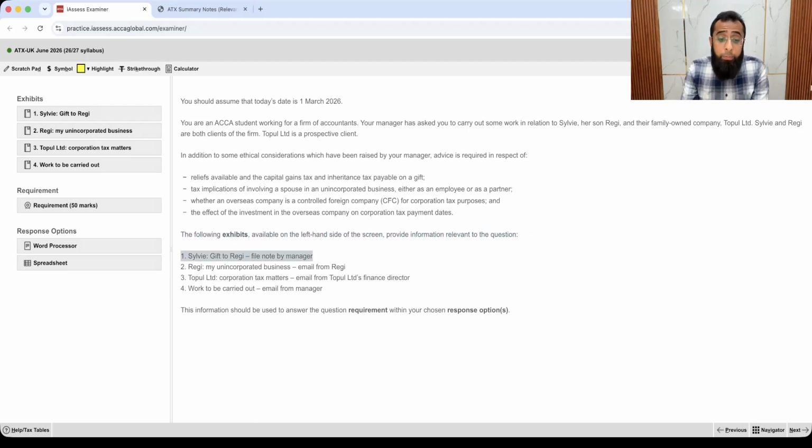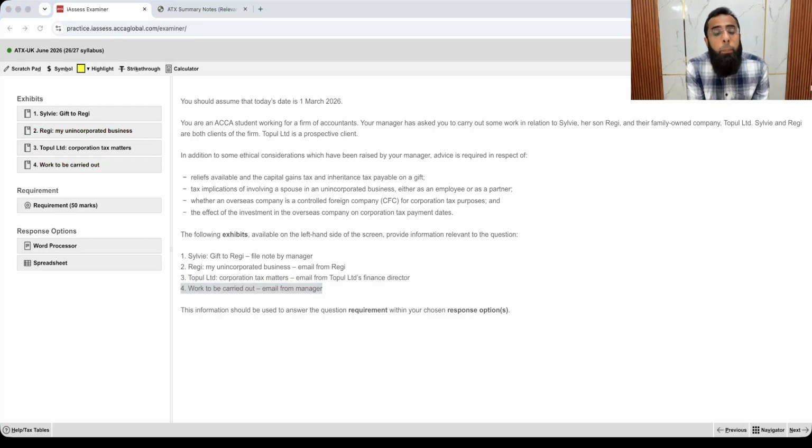Exhibit 1, Sylvie. Gift to Regi, a file note by manager. We'll read it. It's about something gift, which is obviously the requirement number 1. Then Regi, my unincorporated business. There is some email from Regi, which is relating to this requirement 2, this exhibit 2. Then Topul Limited corporate tax matter. Email from Topul Limited's finance director. And then exhibit 4 is the requirement, which is work to be carried out.